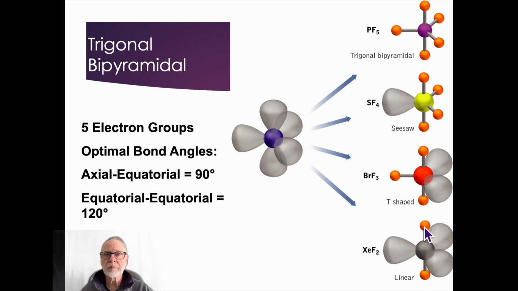And again, when we talk about the naming of the geometry, we're naming the geometry based on the positions of the atoms, not on the positions of the non-bonding pairs of electrons. So even though this structure here for xenon difluoride is based on trigonal bipyramid, the positions of the non-bonding pairs are such that if we just look at the positions of the atoms, it's a linear molecule. All right, so that's a situation where you have 5 groups of electrons around the central atom.